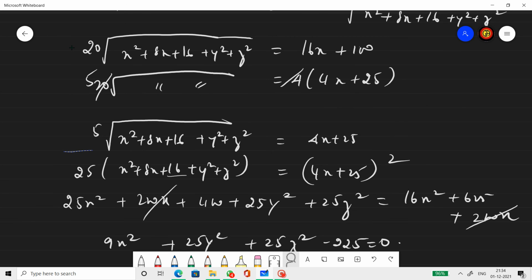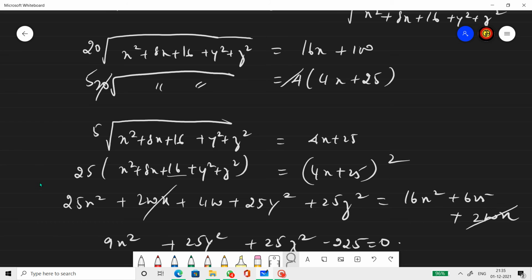Now square it once again. This sum is pretty long. Make sure you don't make any mistake while expanding, because one term's mistake will cost you another 15 minutes. So make sure you don't make a mistake here. So squaring it one more time, here the root will get cancelled, 5 will become 25, and (4x plus 25) the whole square. The (a plus b) the whole square formula on the right side. Left side, just multiply the expression with 25.